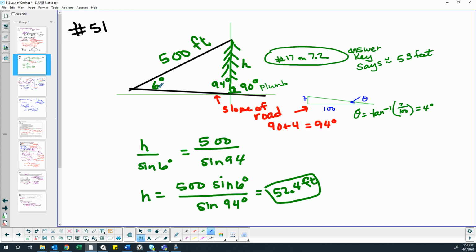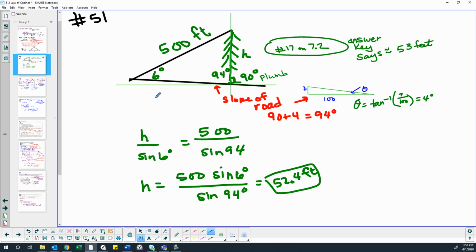So then the problem tells us the other angle of inclination to the top of the tree is 6 degrees. The distance from the road to the top of the tree is 500 feet. So we do h over sine of 6 equals 500 over sine of 94, solve for h, and we got 52.4 feet. The answer key that corresponds with this, section 7.2 from the old version of the book, says approximately 53 feet. So I'm not sure what was done differently to get that, but I think we're close.